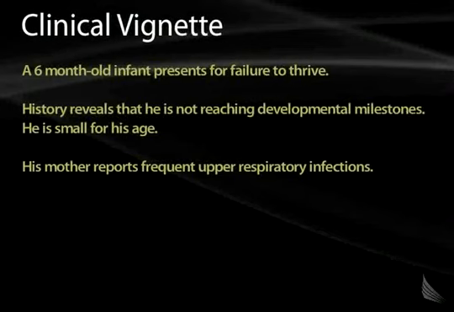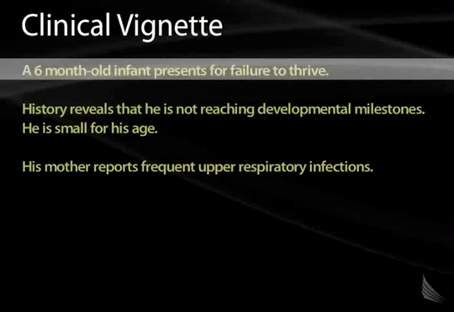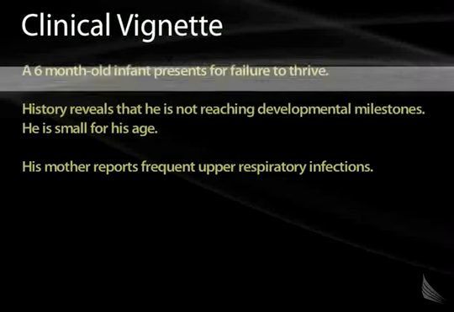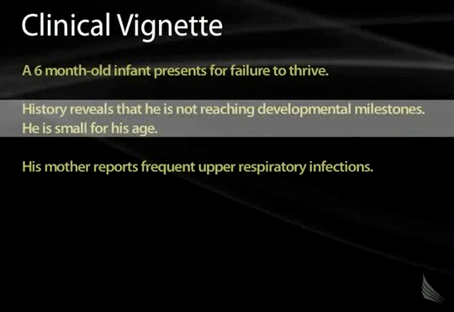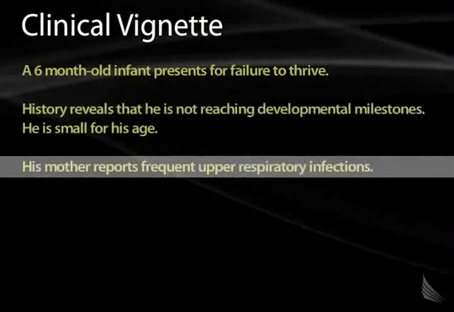Now, this mechanism can go wrong and lead to a particular disease, which is described in the following clinical vignette. A 6-month-old infant presents to his pediatrician for failure to thrive. When you do a clinical history, you see that he is not reaching his developmental milestones. He's very small for his age, and his mother reports that he's had very frequent upper respiratory infections.